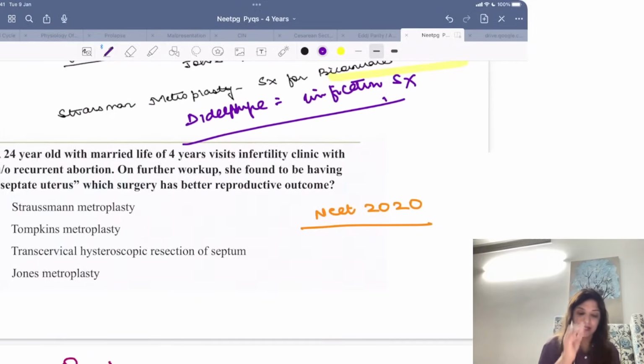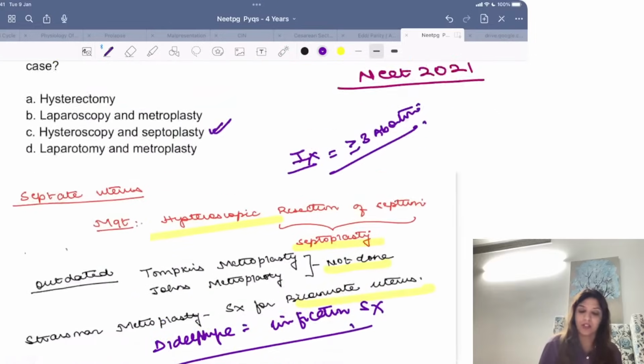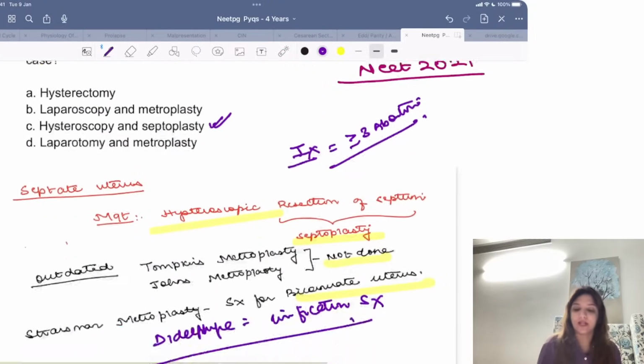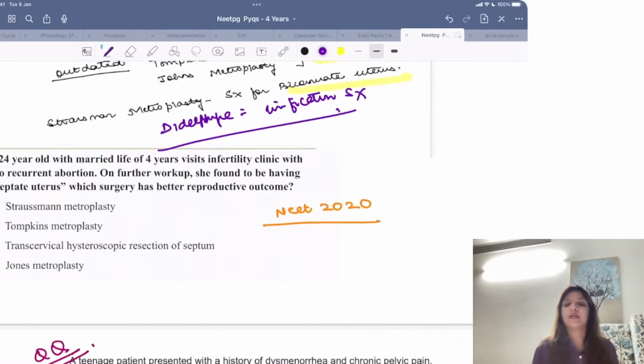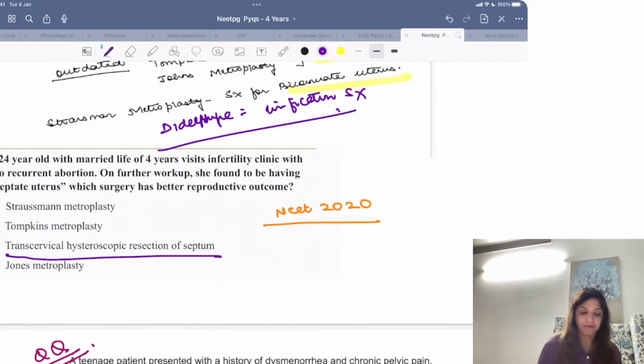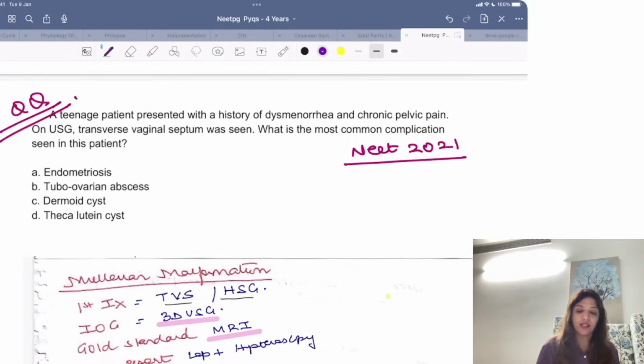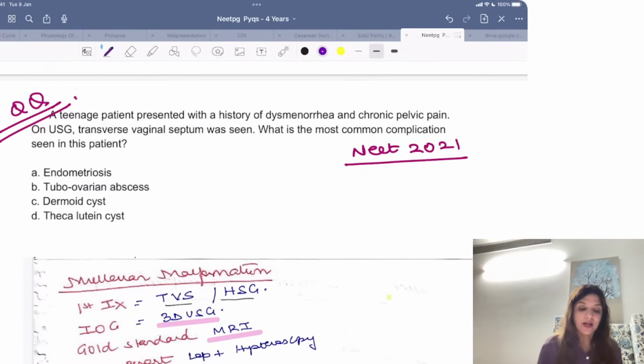Next question. Again, it's the same question which was repeated in NEET 2020. This was 2021. Same question was repeated in NEET 2020. So again, it was transcervical hysteroscopic resection of the septa. Then in NEET 2021, there was a question. A teenage patient presented with history of dysmenorrhea and chronic pelvic pain. On ultrasound, transverse vaginal septum was present. What is the most common complication which you are going to see in this patient?